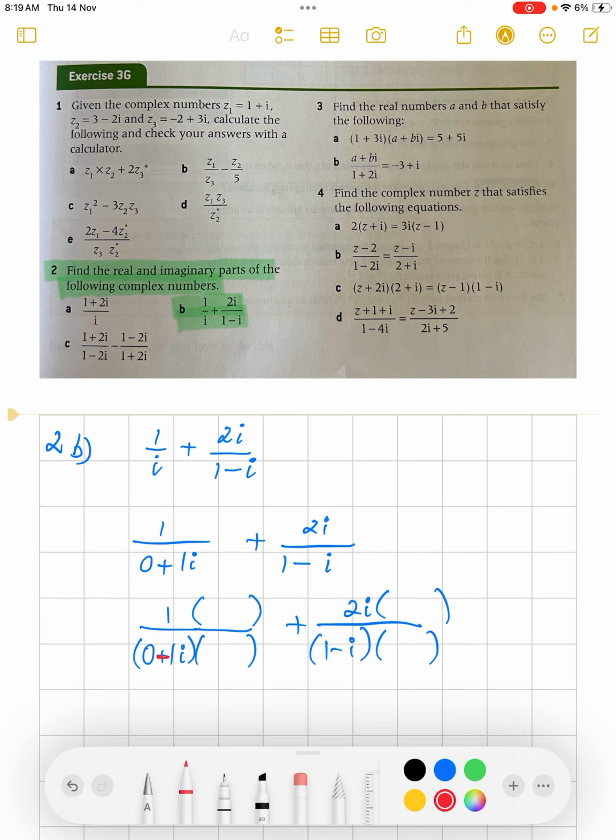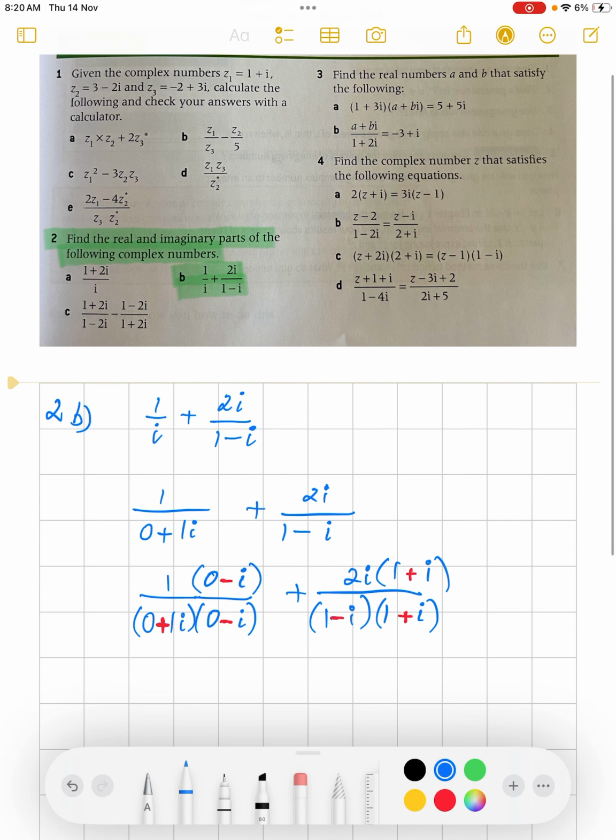Now the conjugate of 0 plus 1i is 0 minus i, and the conjugate of 1 minus i is 1 plus i. So that is how we will get rid of our imaginary components of the denominator. So let's see what happens here.